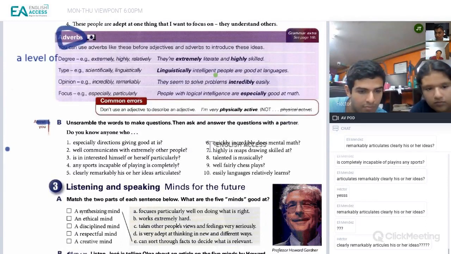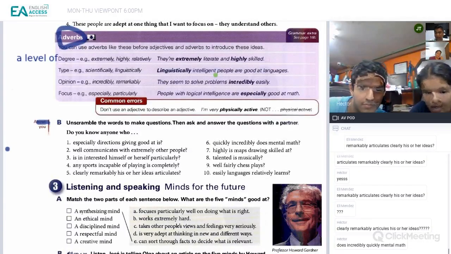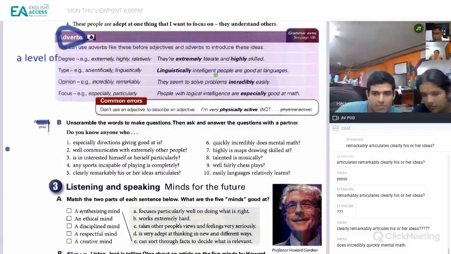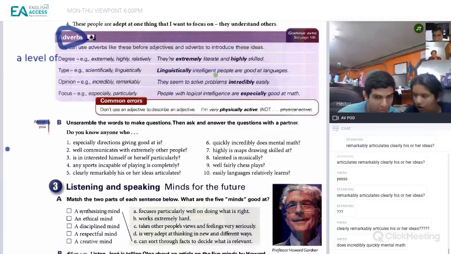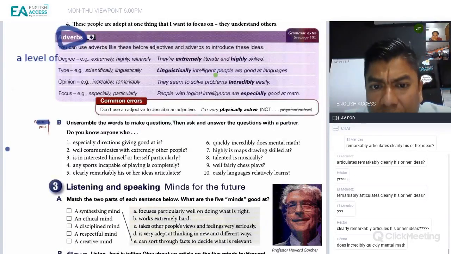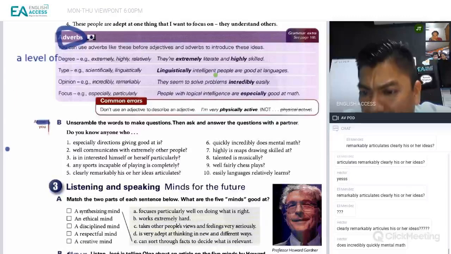Now let's go for number 6. Do you know anyone who does mental math incredibly quickly? Okay, mental math incredibly quickly. Thank you, teacher.